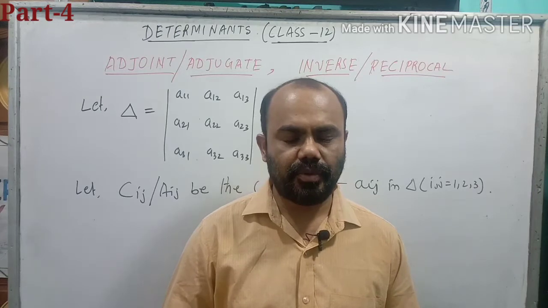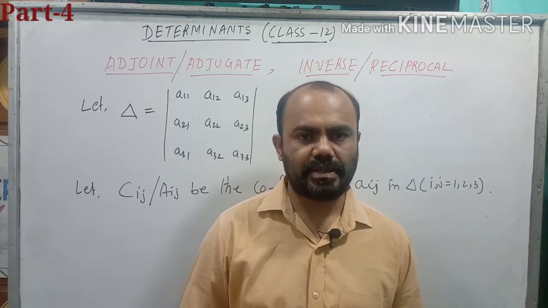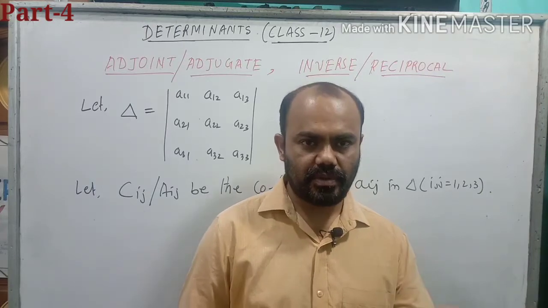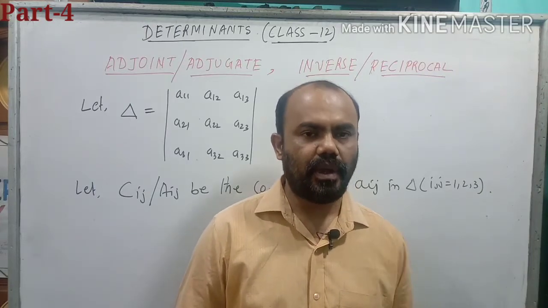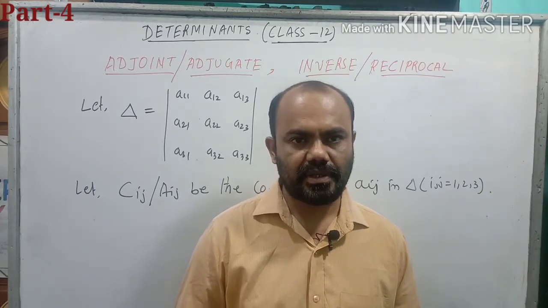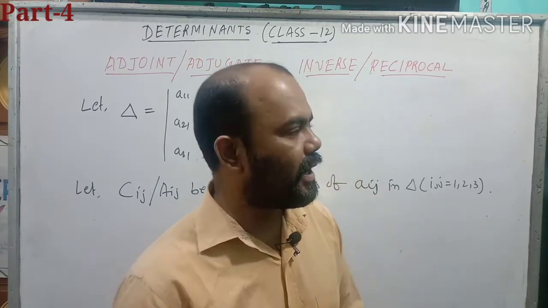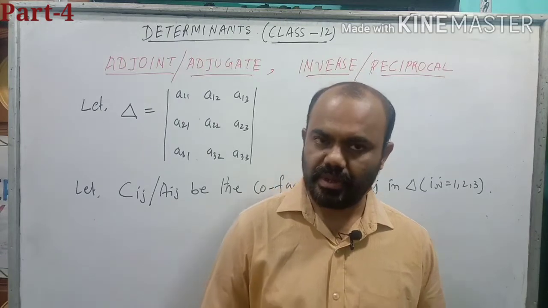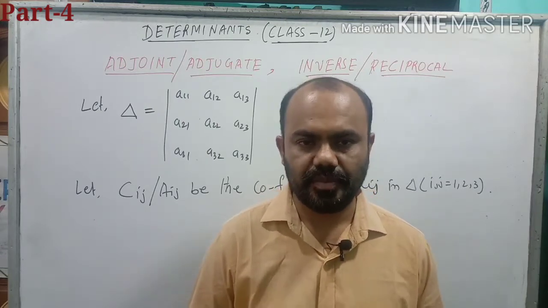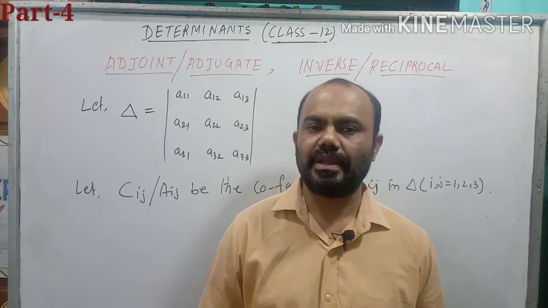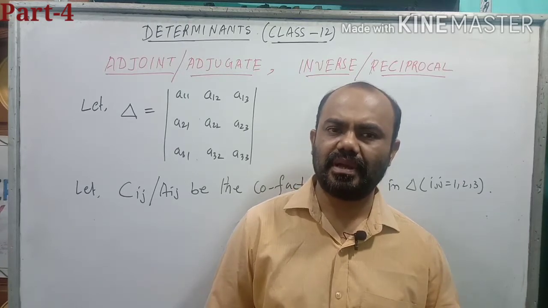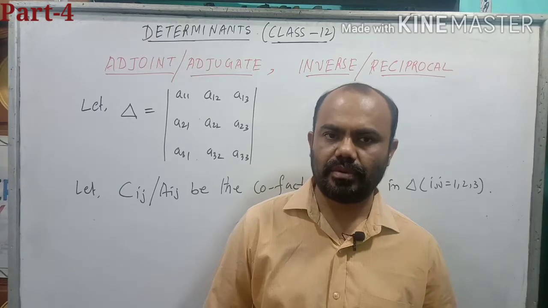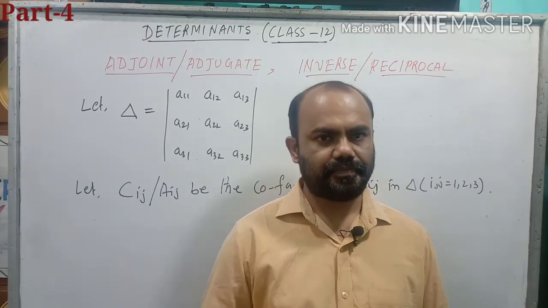Today here I am with the fourth part of determinants classes. This is my fourth video. So if you are watching for the first time, first go through the links of the previous videos, which are given in the description box. Here I am going to define what is adjoint or adjugate of a determinant and what is inverse or reciprocal of a determinant. For that, the concepts of minors and cofactors and the other concepts are very important, so you first go through the links. Let's start.